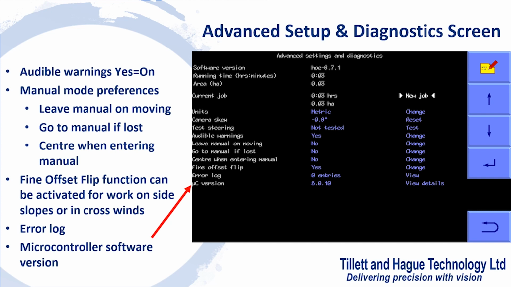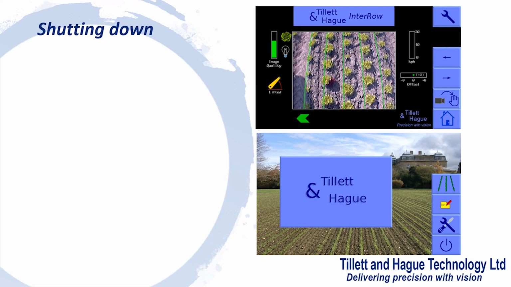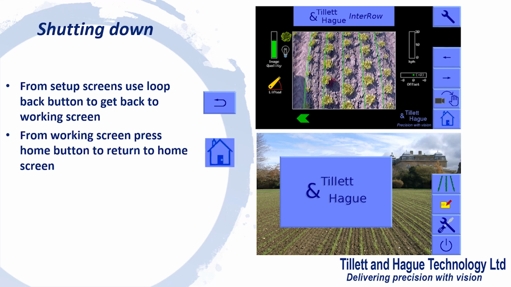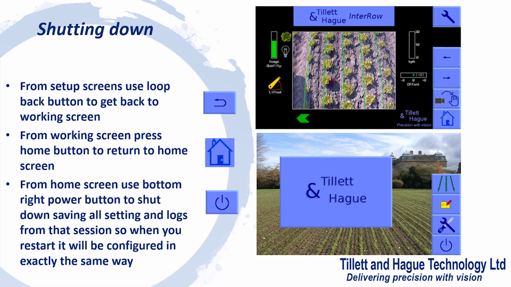The system may retain its settings if the power is interrupted, but like any computer, it is much safer to power down properly. From any of the setup screens, press the loop back button to return to the working screen. From the working screen, press the bottom right home button to return to the home screen, from where you can press the bottom right power down button, saving all settings and logs from that session, so that on restarting, you will be able to carry on with exactly the same settings.